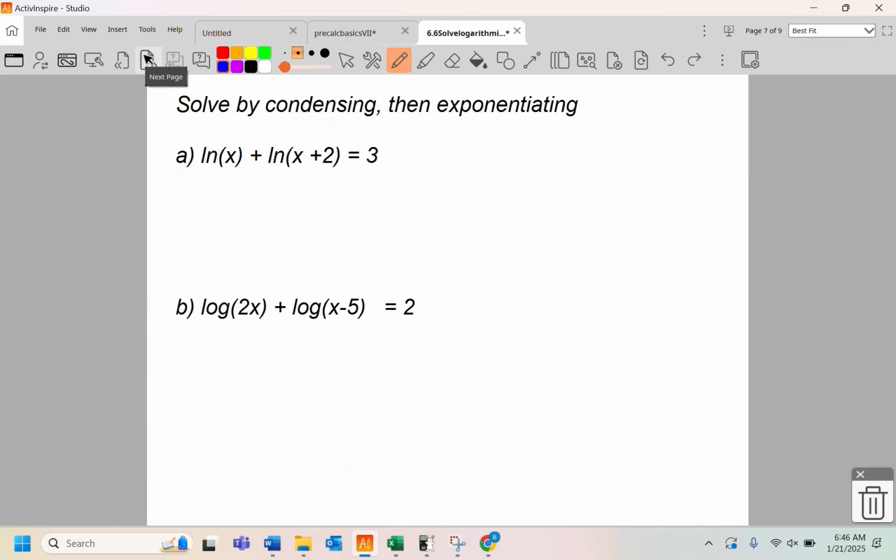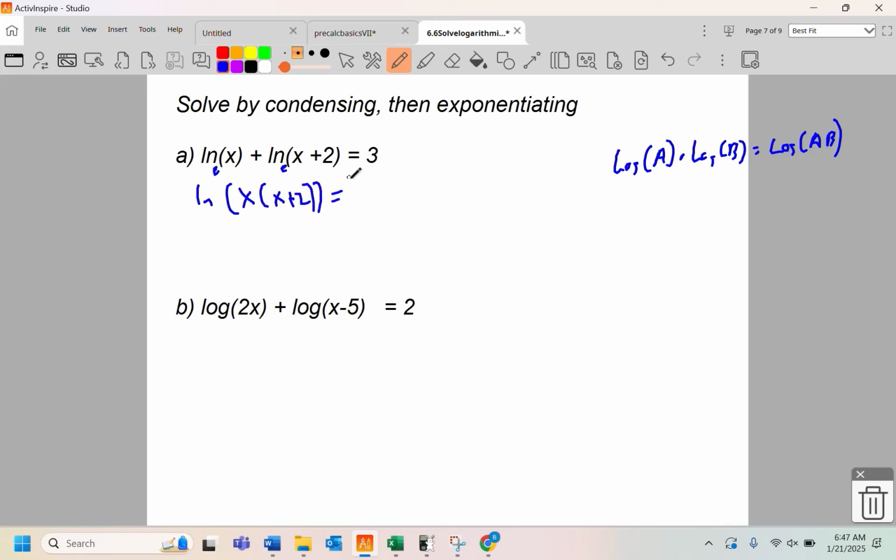Solve by condensing then exponentiating. So the property on this particular page is going to be that log a plus log b is log ab. That's our property. We condense addition through multiplication of the argument. All right, so we have the ln with our understood e's, by the way. Its argument becomes x times x plus 2, because we condense addition through multiplication, equals 3.